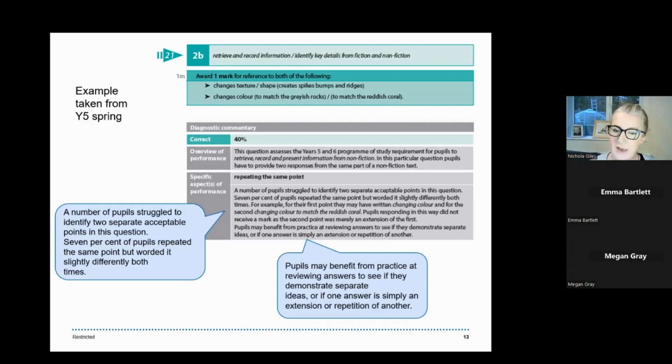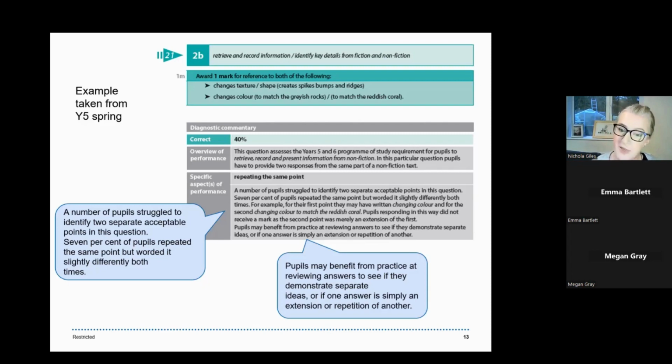So here it suggests that pupils may benefit from practice at reviewing answers to see if they can demonstrate separate ideas, or if one answer is simply an extension or a repetition, for them to realise, and that could be something they could do with their peers as well.